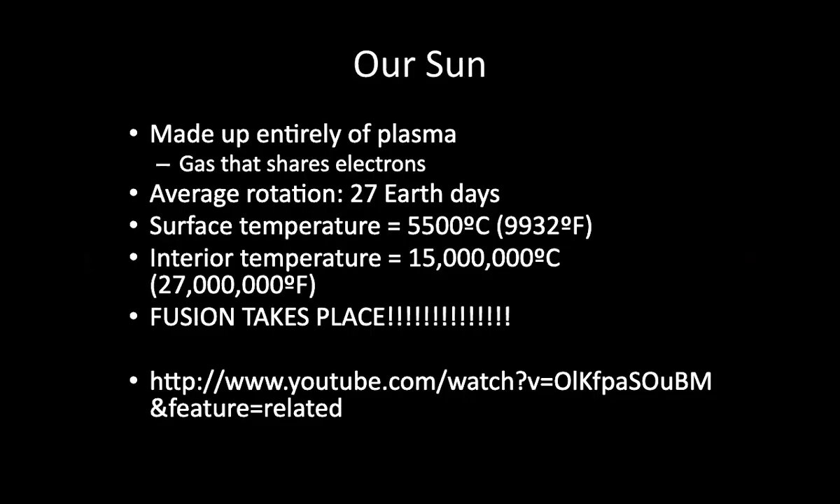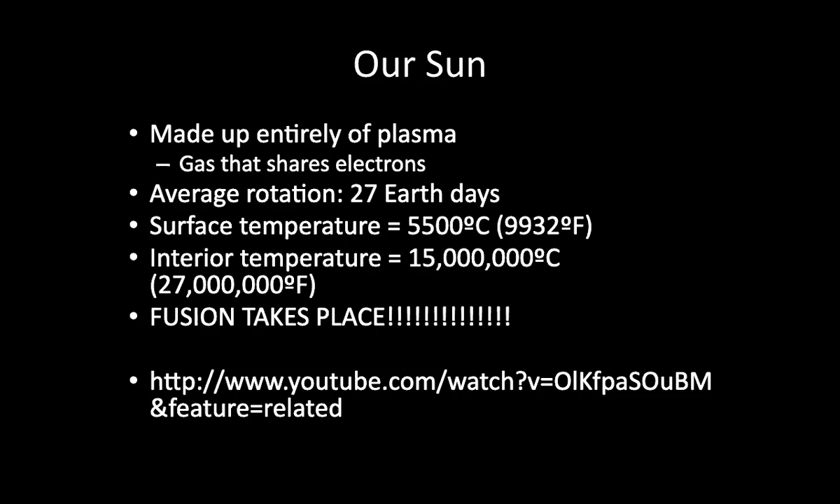All right, next we're gonna talk about our actual sun. So this is made up entirely of plasma. So this is a gas that shares electrons. Its average rotation is 27 Earth days. Its surface temperature is about 5,500 degrees Celsius, pretty hot, and its interior temperature is about 15 million degrees Celsius. That's pretty hot, right? So this is where fusion takes place.